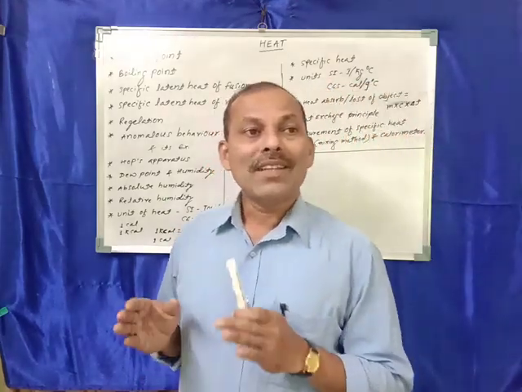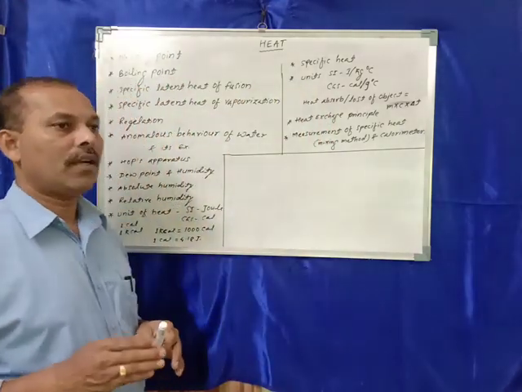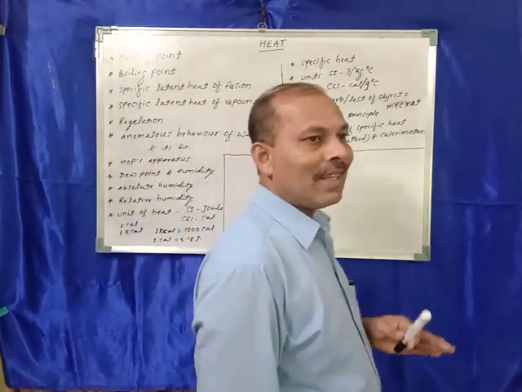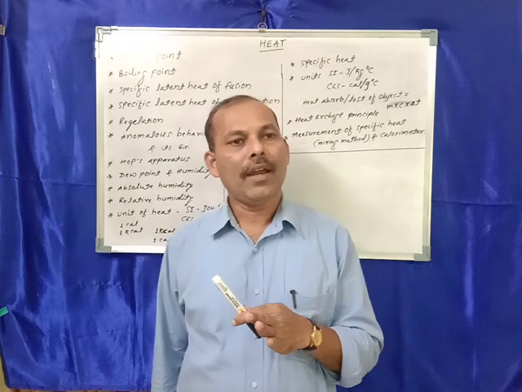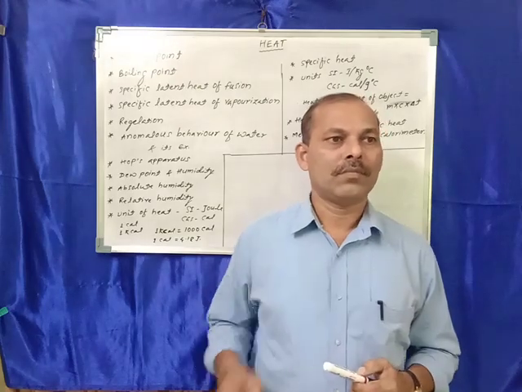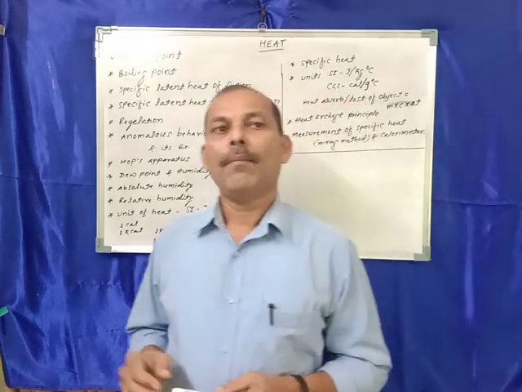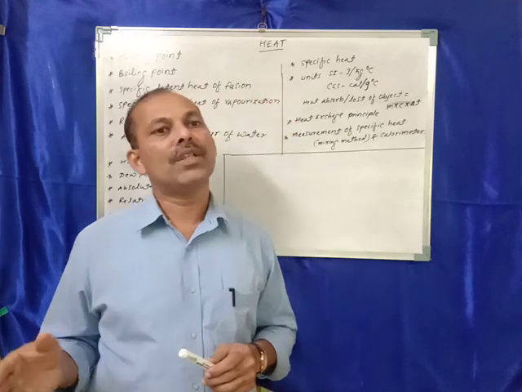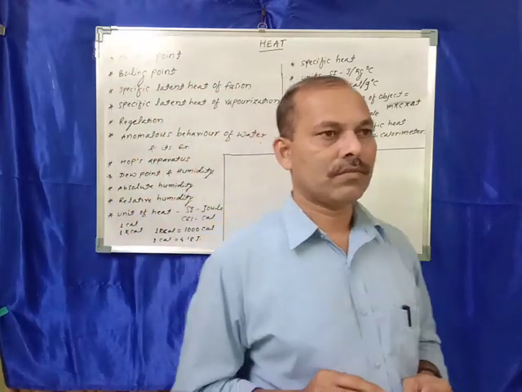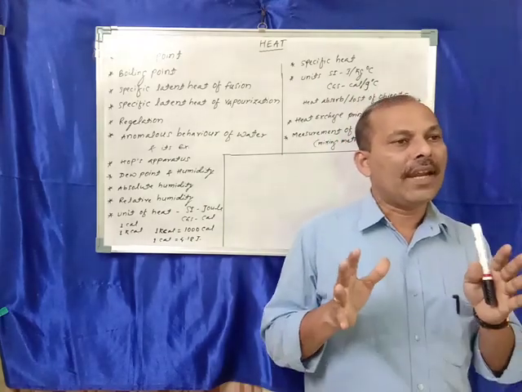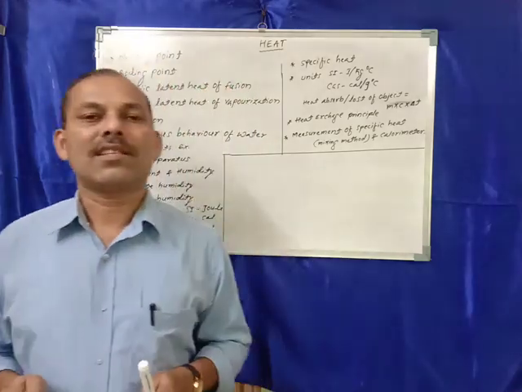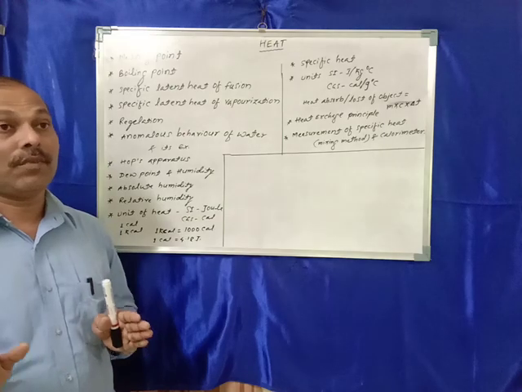Then what is latent heat of fusion or latent heat of vaporization? Specific latent heat of fusion: the amount of heat energy absorbed at constant temperature by unit mass of a solid to convert into liquid phase is called specific latent heat of fusion. The amount of heat energy absorbed at constant temperature by unit mass of a solid to convert into liquid phase is called specific latent heat of fusion.